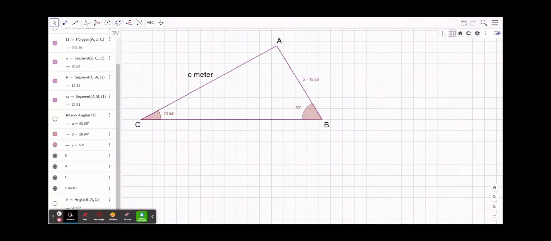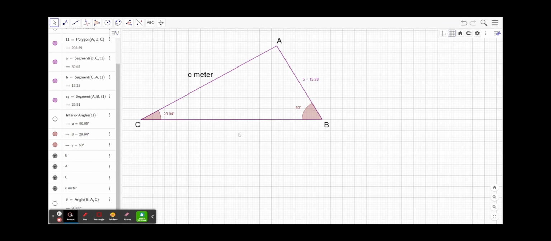So, this is the GeoGebra software. Here, I have copy-pasted the diagram that represents Mr. Dennis' roof in advance. From A to B is 15.28 meters. The angle B is 60 degrees, while the angle C is 29.94 degrees.